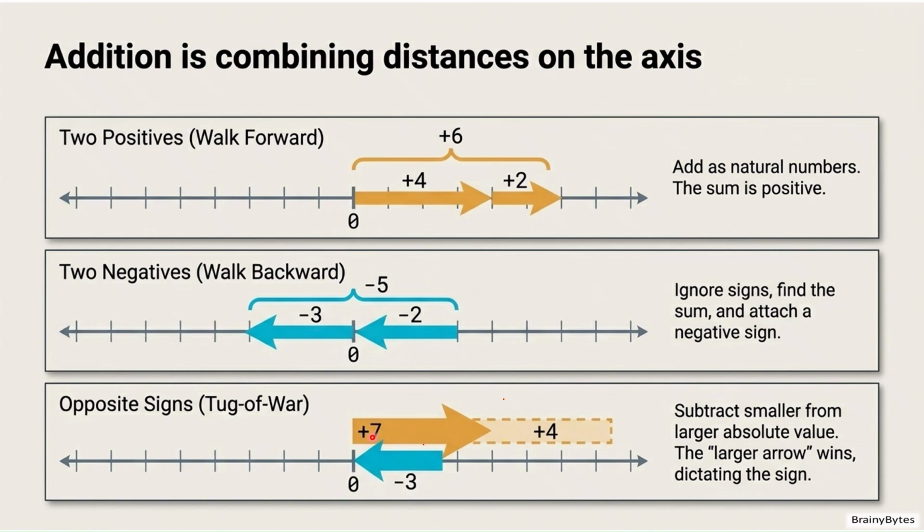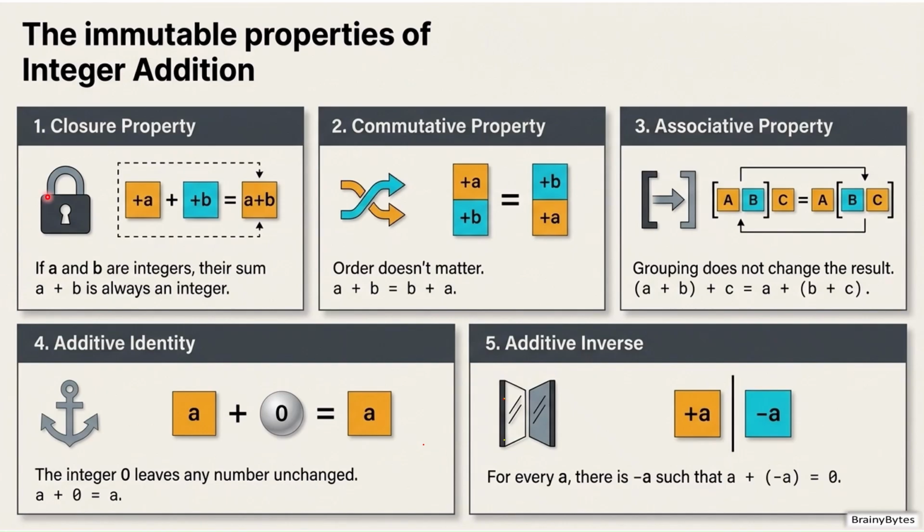In the case of two opposite signs, we subtract the smaller absolute value from the larger absolute value and take the sign of the larger value. You see, in tug of war, the larger arrow always wins, dictating the sign. So remember, two positives add to a positive, two negatives add to a negative, whereas a positive and a negative add to a positive or a negative with sign depending on the larger value. Now, let's take a look over the immutable properties of the integer addition.